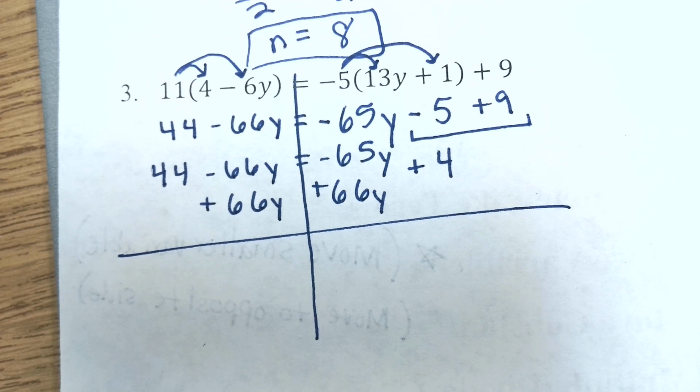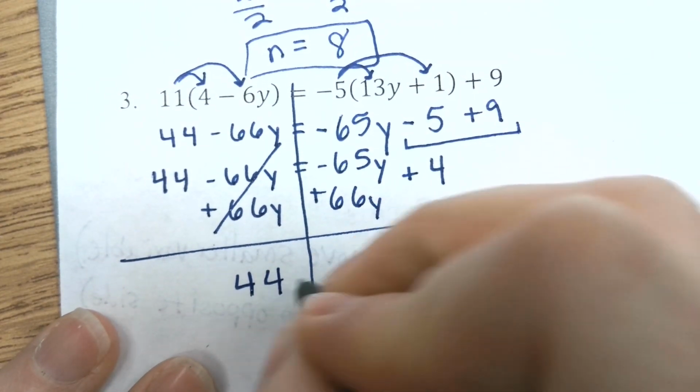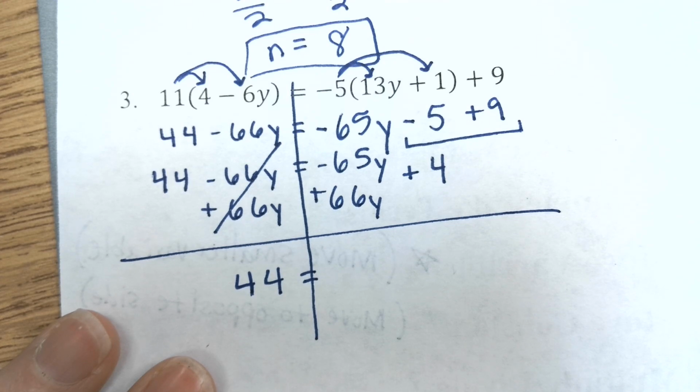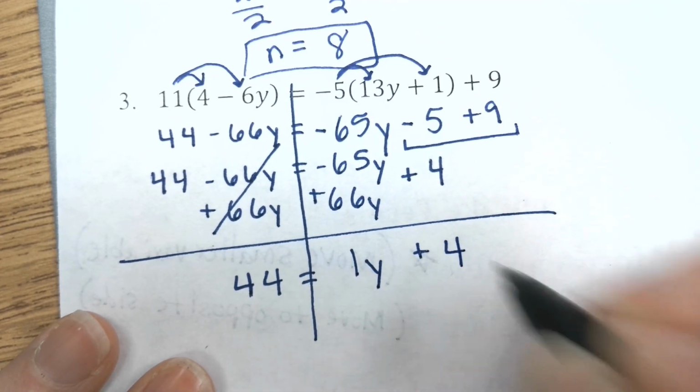So if you're not sure which one's smaller, you think about it as money. Negative means you owe somebody money. Negative 65 plus 66 is 1. 1y plus 4.